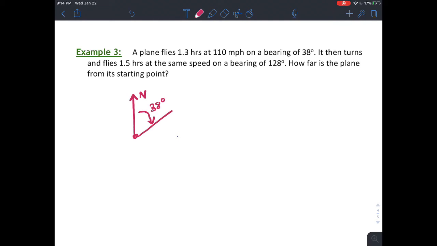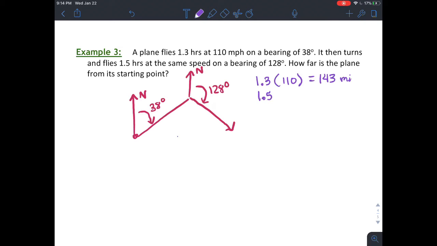One more, because I was way overthinking this one until I actually tried it. So again with the planes, this plane is flying at a bearing of 38 degrees, and then it's turning and flying for a little bit longer at a bearing of 128 degrees. So there's kind of my plane's path that I threw up there. We're supposed to figure out how far this plane is from its starting point. We have a couple of distances already. If we multiply distance equals rate times time, we can get that its first path was 143 miles and its second one was 165 miles.